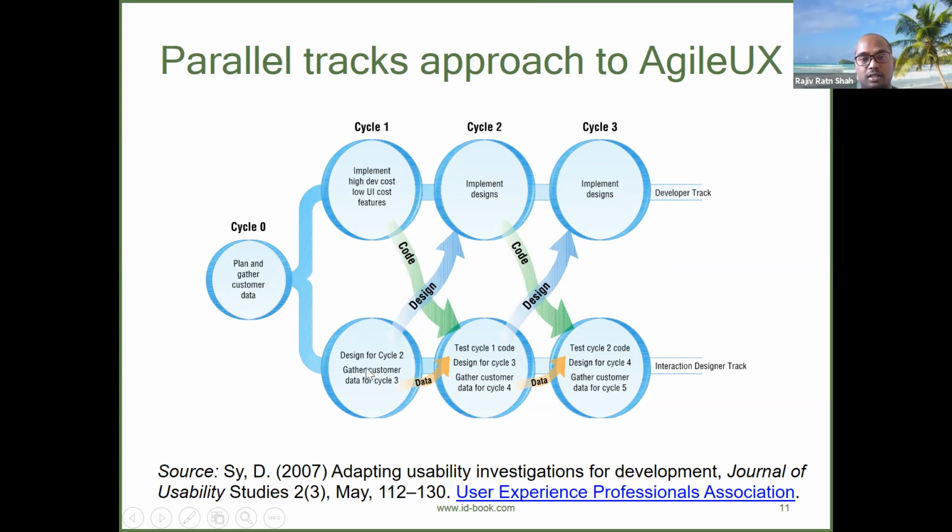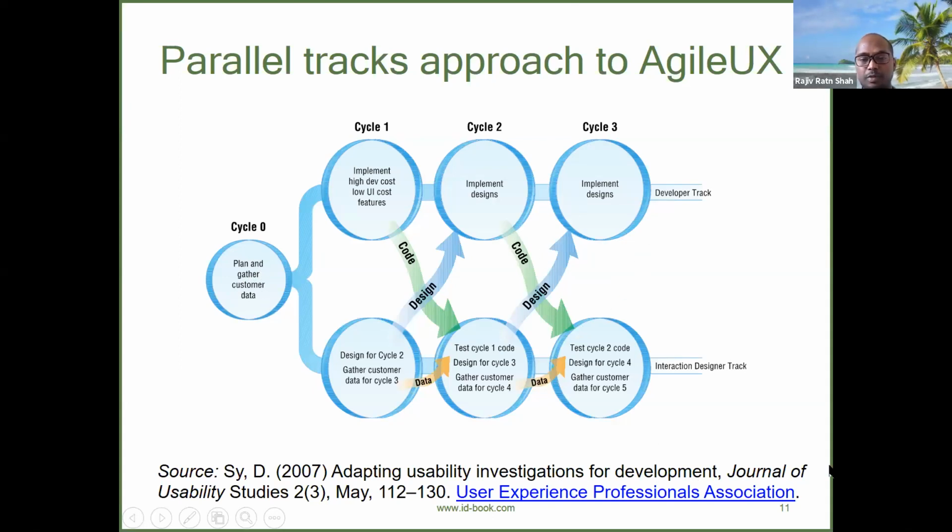You can see here the design of cycle 2 is completed before the implementation of cycle 2. Similarly, the design of cycle 3 is ahead of the development of cycle 3. While designing, you can take the feedback of the user. Whatever has been developed, the user can try, and you can take the feedback and incorporate it in your further design. In this way, the parallel tracks can happen for the plan and gather customer data.